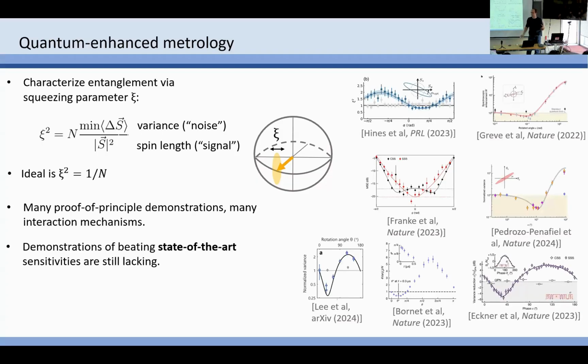Now, there has been a ton of effort in trying to demonstrate this scalable improvement with entanglement with many platforms, many interaction mechanisms. You have Rydberg, dipole-dipole, cavity-mediated, photon-mediated, the list goes on and on. And these are just from the past couple of years, I think. You all see they have some parameter that goes below 1, demonstrating an improvement. But I would say demonstrations beating state-of-the-art sensitivities like Jun's Sr2 clock are still very much lacking. They've done better than their own non-entangled experiment, but one wants to do better than every other experiment.